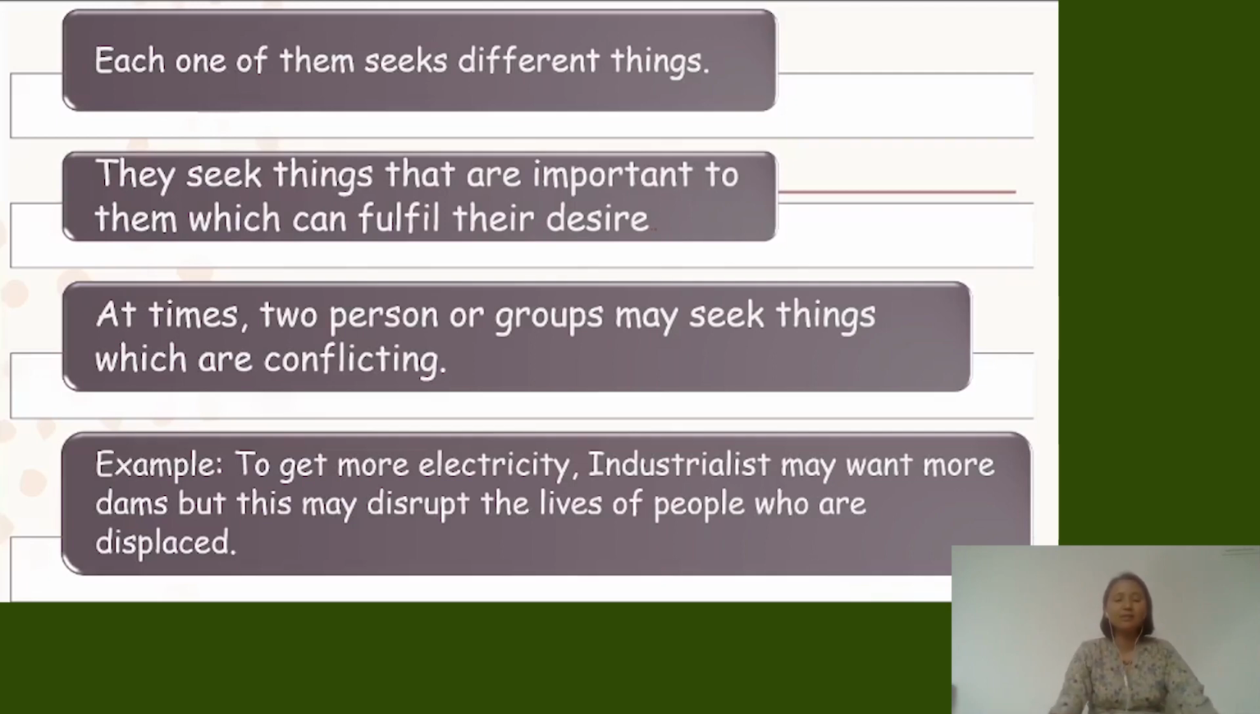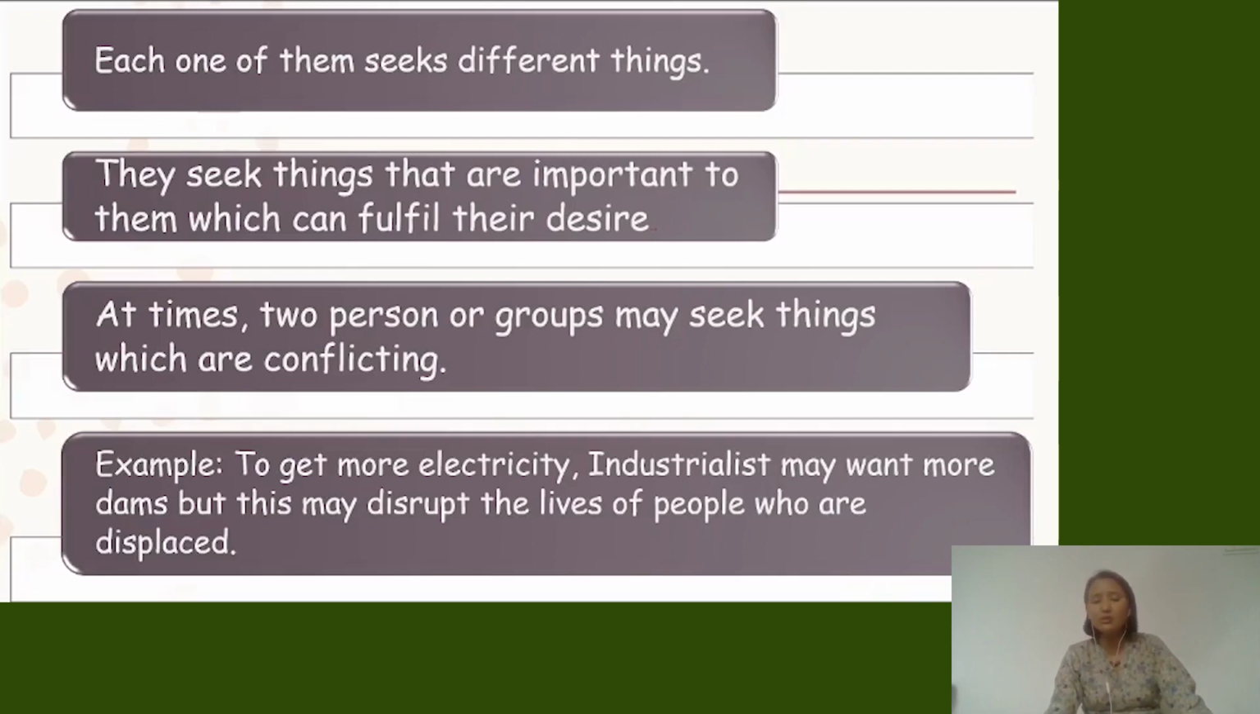I'll give you an example here. To get more electricity, industrialists may want more dams, right? Industrialist means industry owner. They want to build more dams. Through dams they can get more electricity, right?